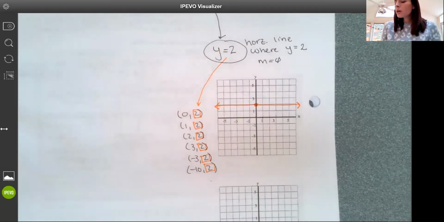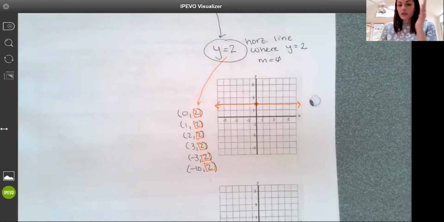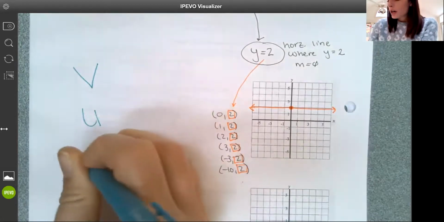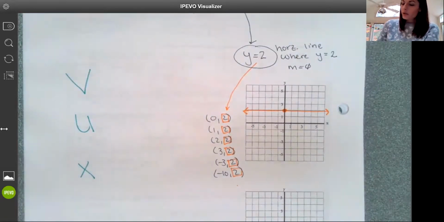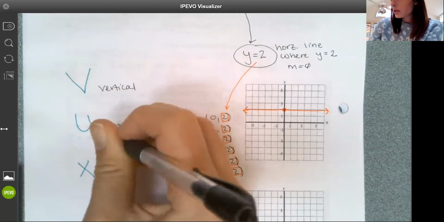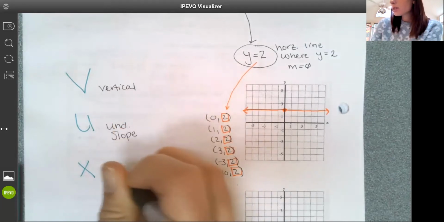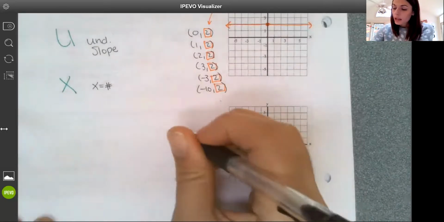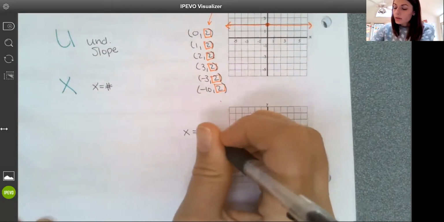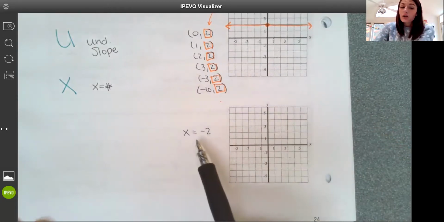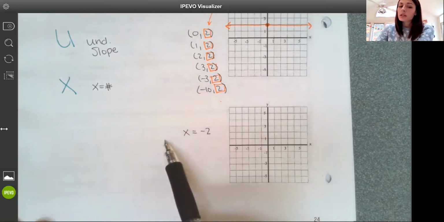Now my other lines that we look at are our vertical lines, and I call those VUX lines. V-U-X. V for vertical, U for an undefined slope, and X because these equations look like X equals a number. So for example, if I had X equals negative 2, now this is not a function. I don't have slope. There's no Y equals here.